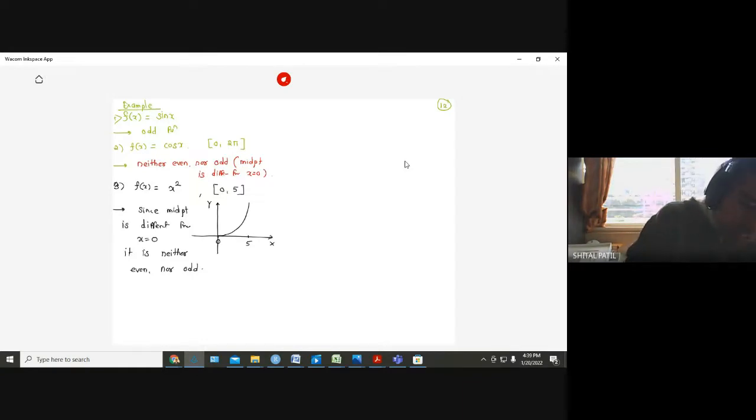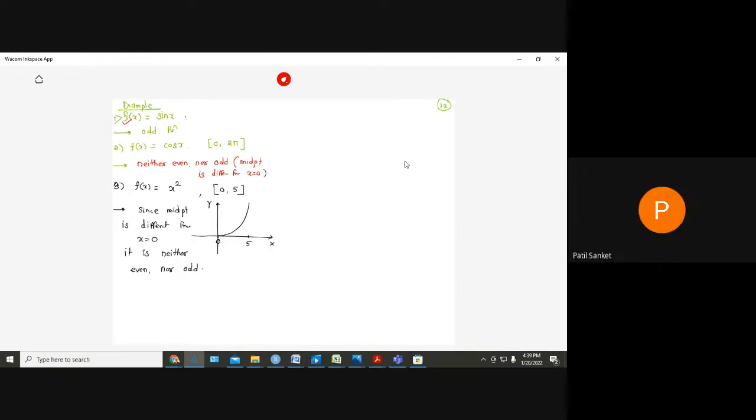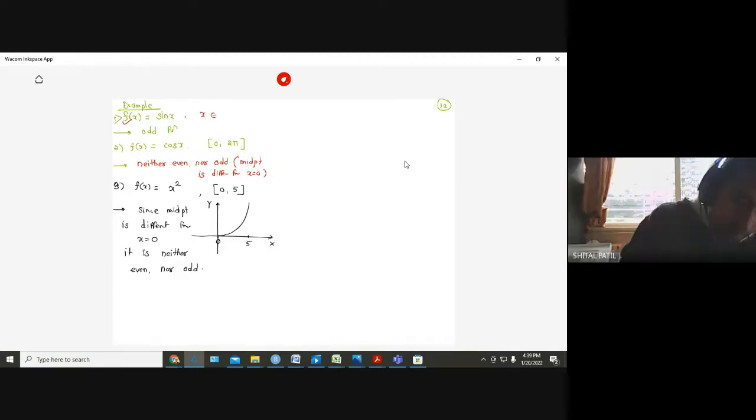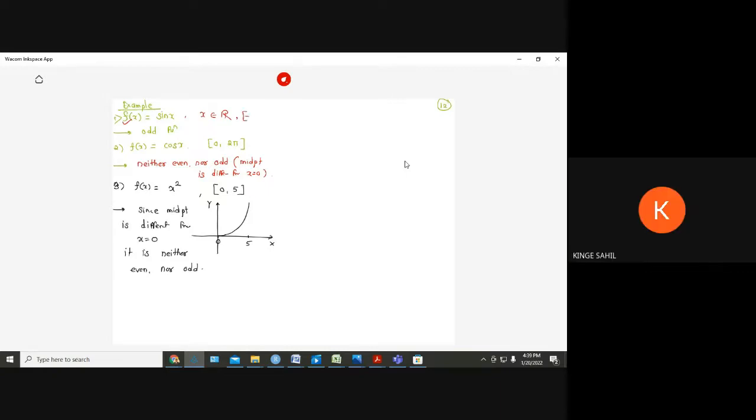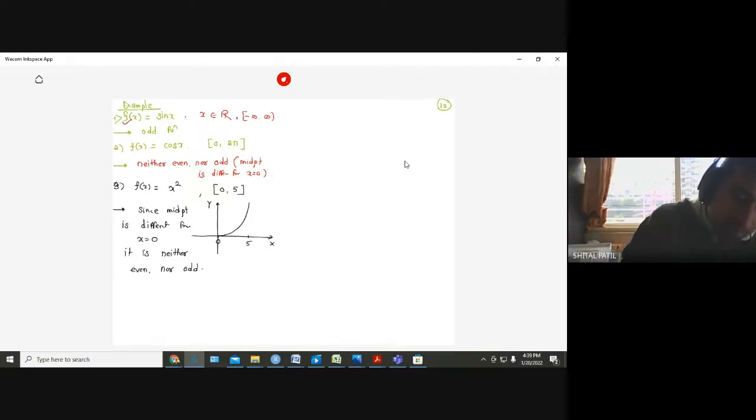Now what about the first example? The interval is not given. It is odd. Yes, the interval is not given, so it is the whole real line, that is, minus infinity to plus infinity. I should not write a closed interval, but an open interval, minus infinity to plus infinity.